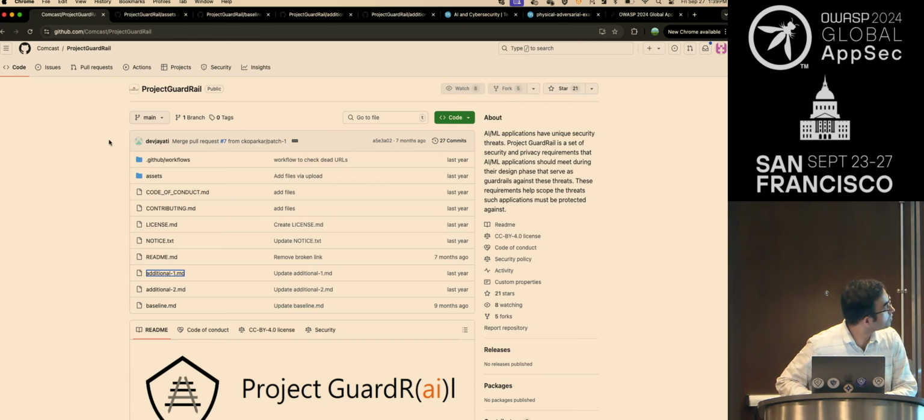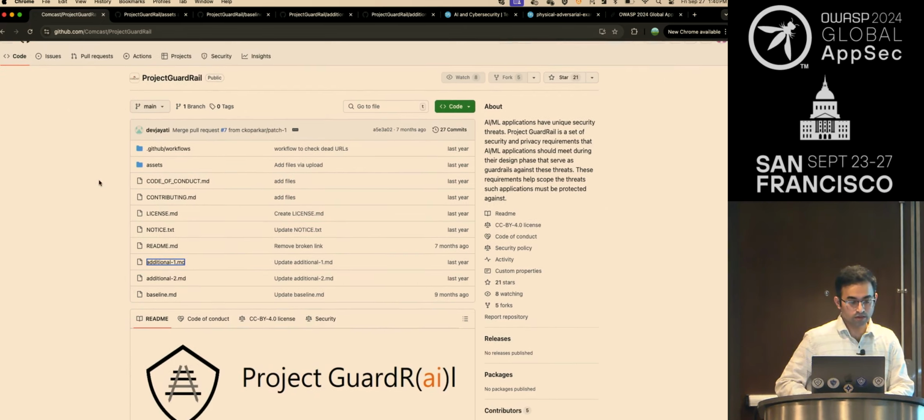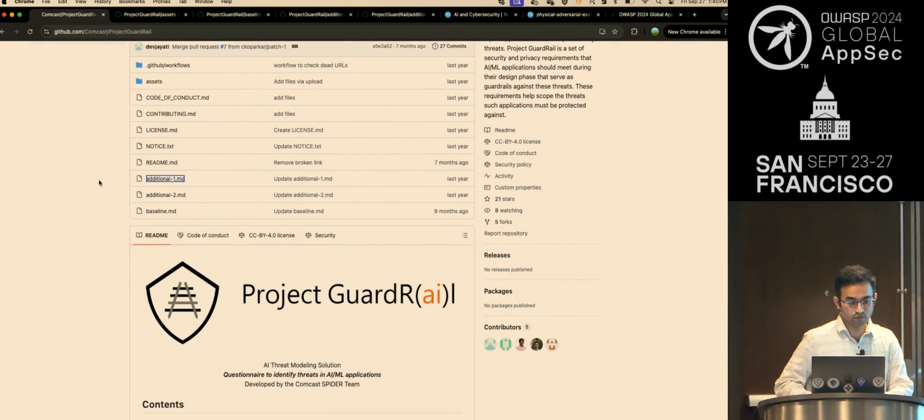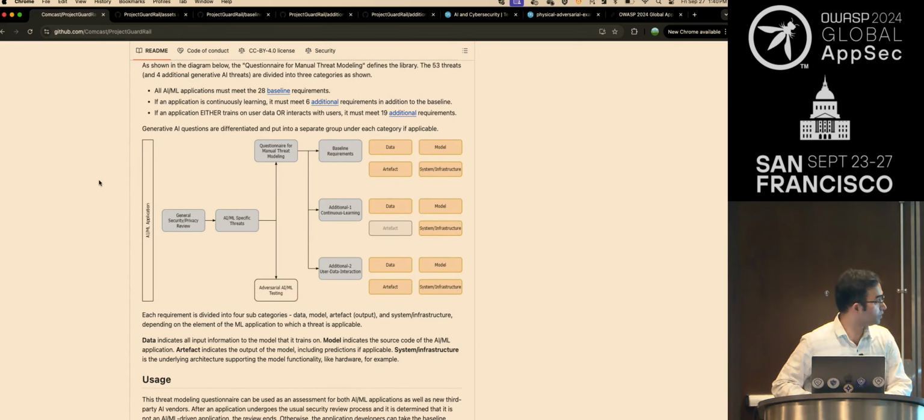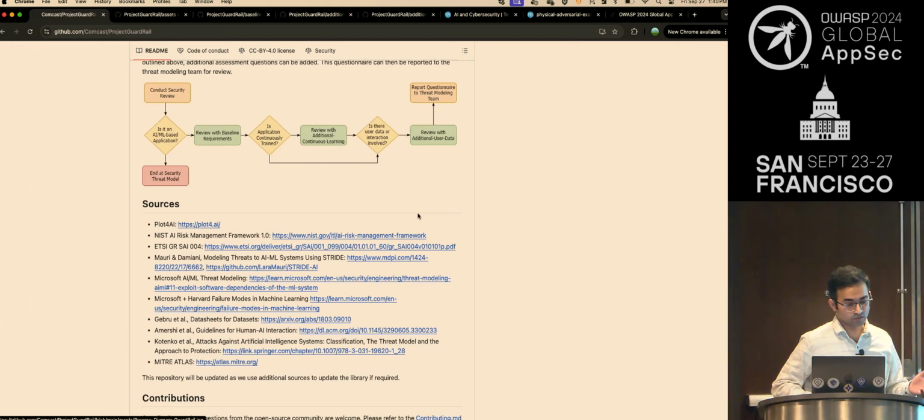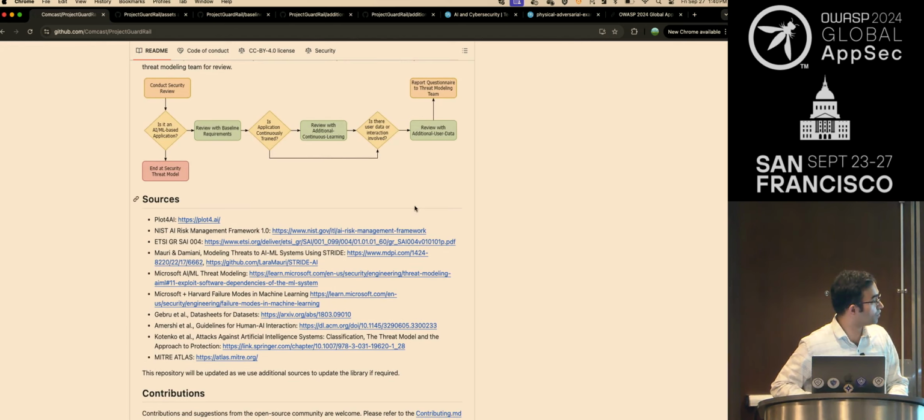I hope it's visible. Yeah, so this is Project Guardrail that you can see on GitHub. Here it contains some of the descriptions that I talked about in this presentation, namely the different categories that we have for the questionnaire, and the further subdivision of those categories. Then we also have a list of those 14 libraries that we use.